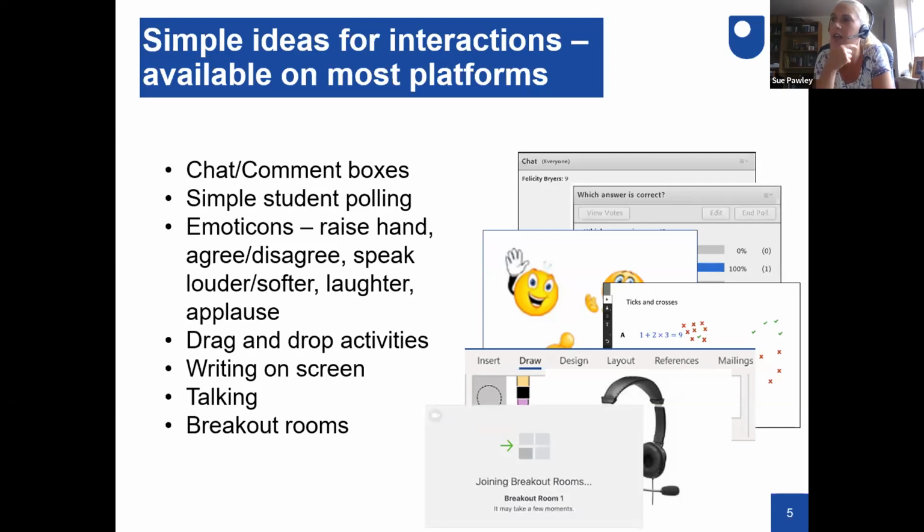And then obviously you can move students out into breakout rooms and put them into smaller groups and get them to actually communicate together and discuss ideas and thoughts and just chat, really.